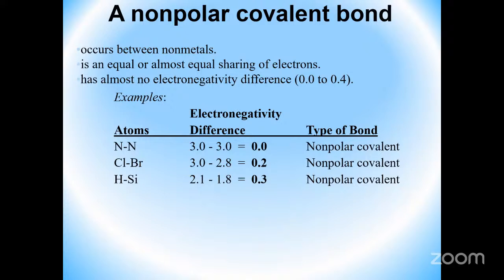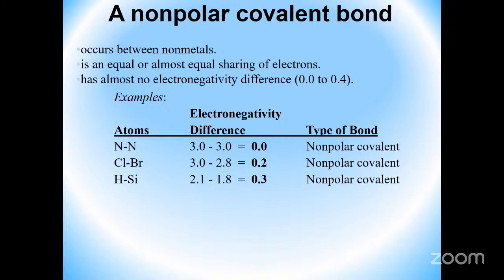So this is the criteria for determining whether or not a bond is nonpolar covalent. If the difference in the electronegativity values is between 0 and 0.4, for most intents and purposes those bonds are considered to be nonpolar. Some examples are shown here. Obviously, if you have two identical atoms, as I said before, that bond would be nonpolar. But if you have something like a chlorine to bromine bond, where the difference in the electronegativity values is 0.2, then we say that bond is nonpolar covalent. The same is true for the hydrogen to silicon bond. So if the difference in electronegativity is between 0.0 and 0.4, then we can assume that bond will be nonpolar covalent.